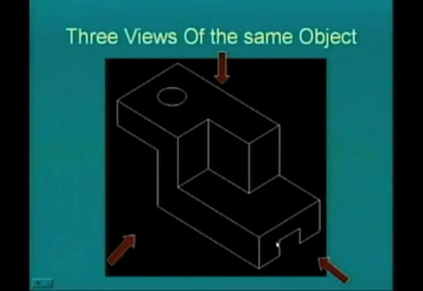Now here is an object that I want you guys to observe. Observe it from three different views, and the arrows indicate those three views. After you have seen that, we're going to go to each view and see how it's represented in engineering graphics.